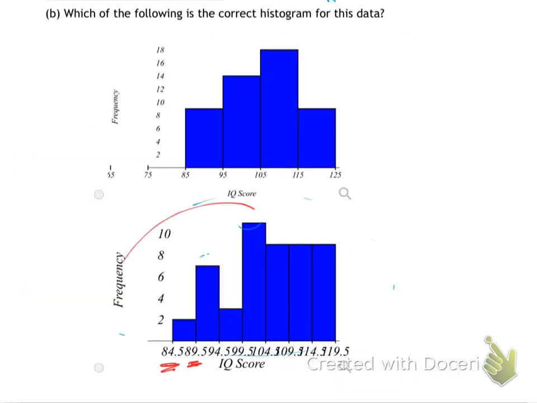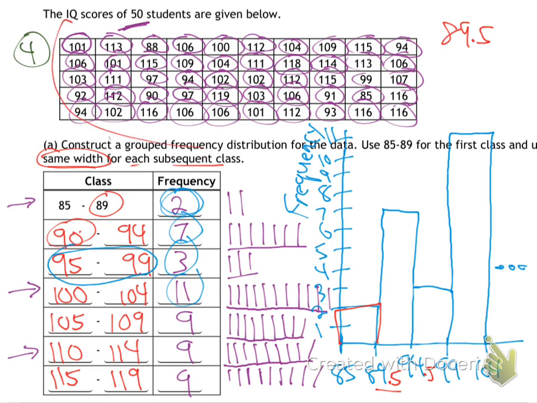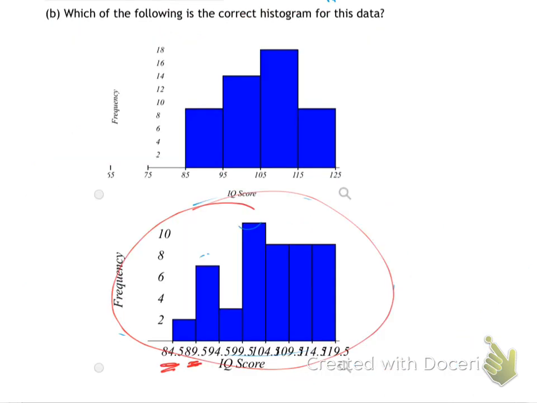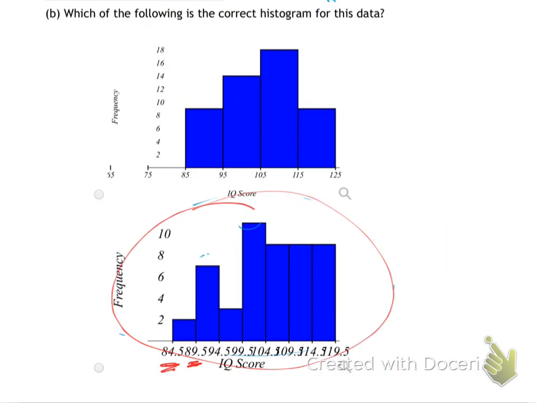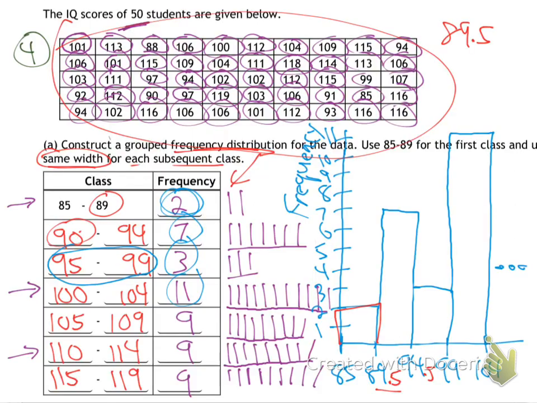Do you see how this is the right bar graph for that data? Make sense on that? So what did we do? We took all this data and organized it first with a frequency. This is a frequency distribution right here. And then we turned it into a bar graph from there. All right, I'm going to move on.